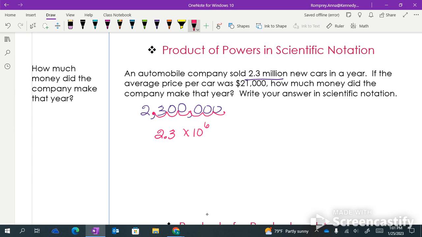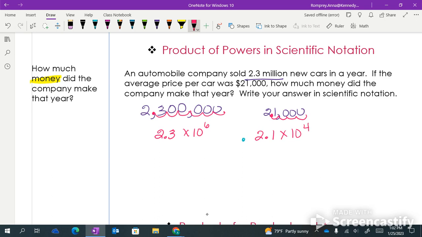This might seem silly, but with how much money they're going to make, you're going to understand why we do this. To figure out how much they made, we take how many they sold times the price. So we now need to multiply that by the price. The average price they told us was $21,000, so let's put that in scientific notation. We then have 2.1 times 10 to the 1, 2, 3, 4th.